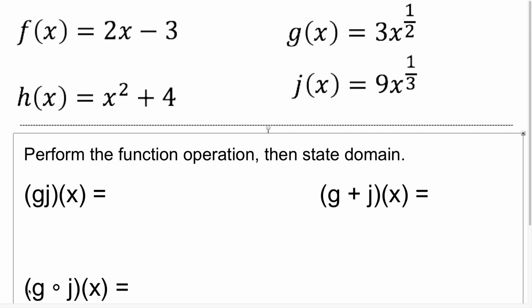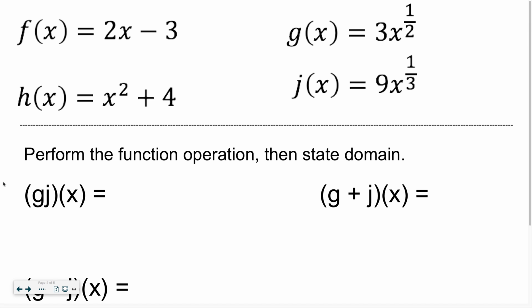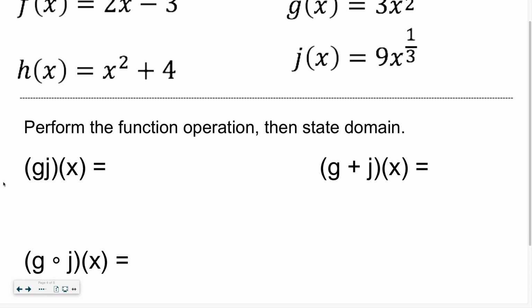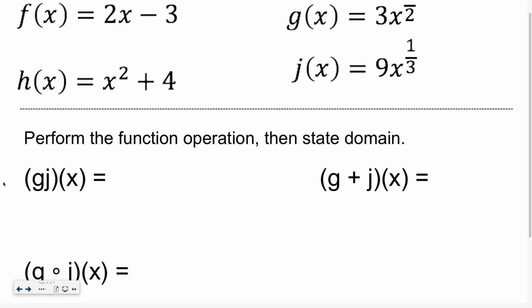Okay, next up. Same 4 problems. What is this first one asking me to do? Multiply. G times J. So what is that? 3x to the 1/2 times 9x to the 1/3. And remember, I'm never adding in an extra x for this x over here. This is just function notation, so I really just ignore it. It doesn't mean anything. How can I multiply those?